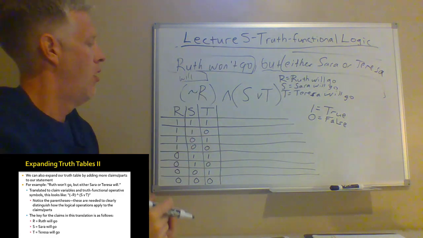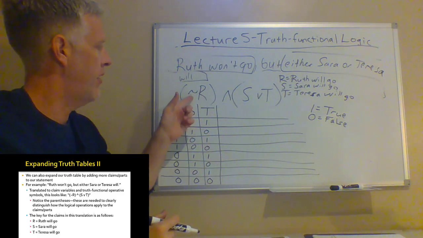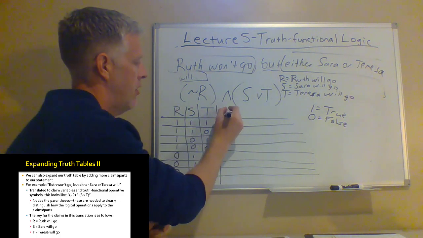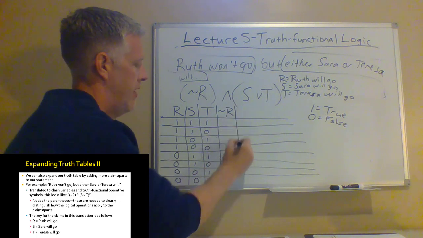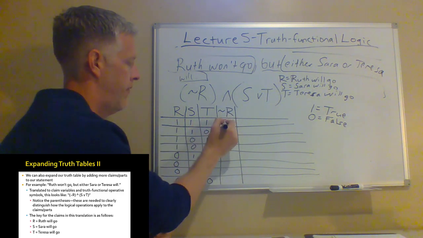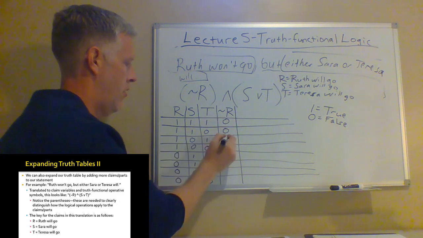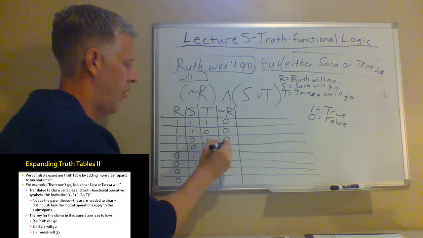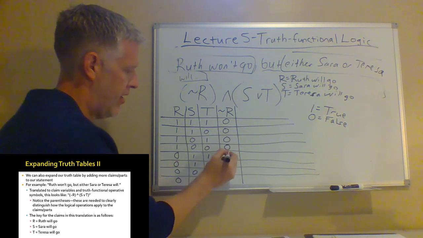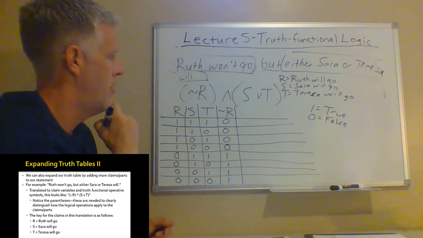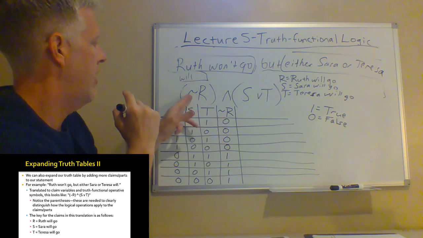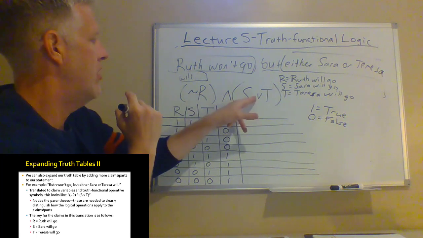Okay, so what do we need here? First, we're going to have to try to get that left conjunct. So that's a negation, which is actually pretty easy. We'll just do this. It's not the case that R, it's just the opposite truth value of R, as we've learned. So R is true for the first four, so not the case that R is going to be false for the first four. And then it's just the opposite. Okay. So now we've got the left conjunct, but we need the right conjunct.